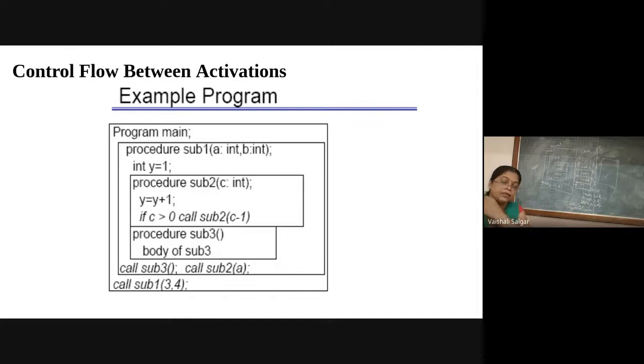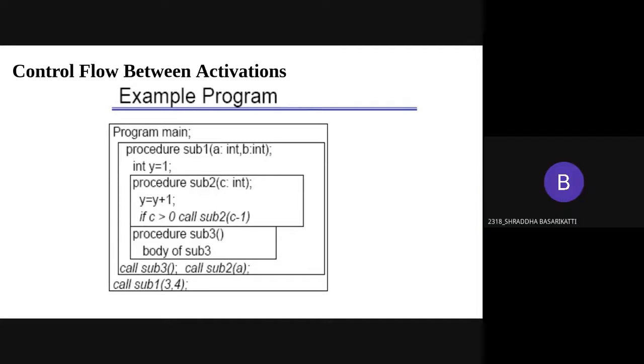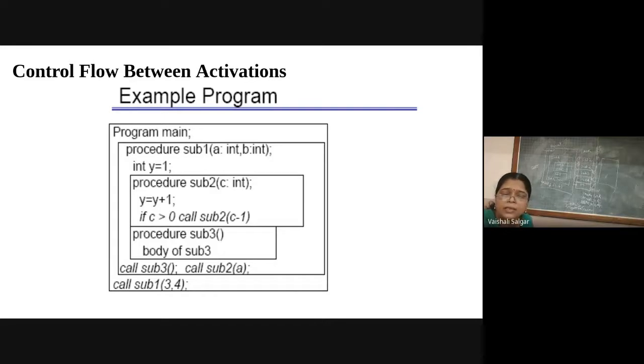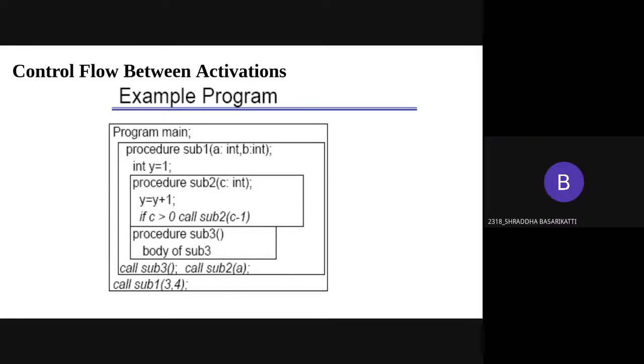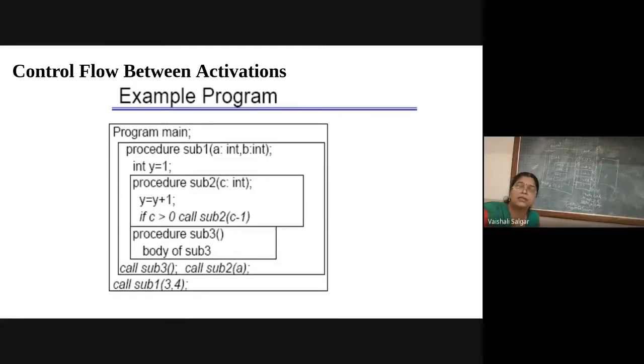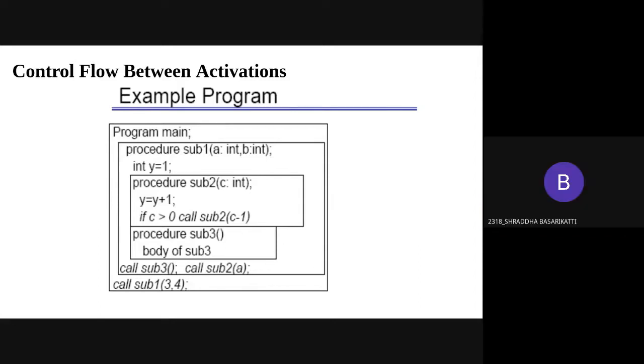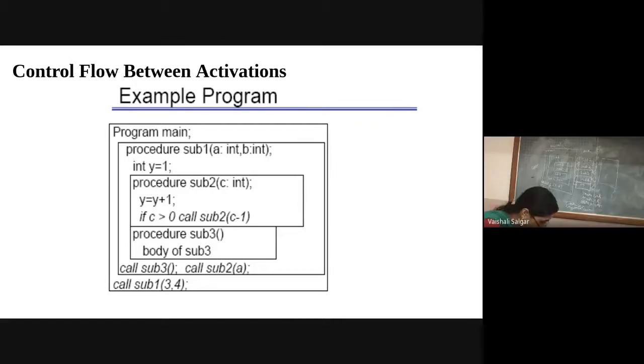Ma'am, in the C programming language, when we declare global variables, where will the memory be allocated, in the stack? For the global memory, it will be allocated whenever the program is activated. At that time the global memory storage will be there, which will be accessible to all the processes.